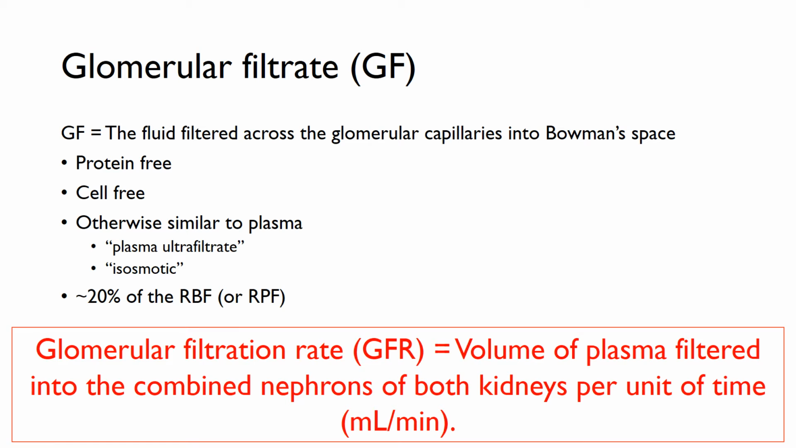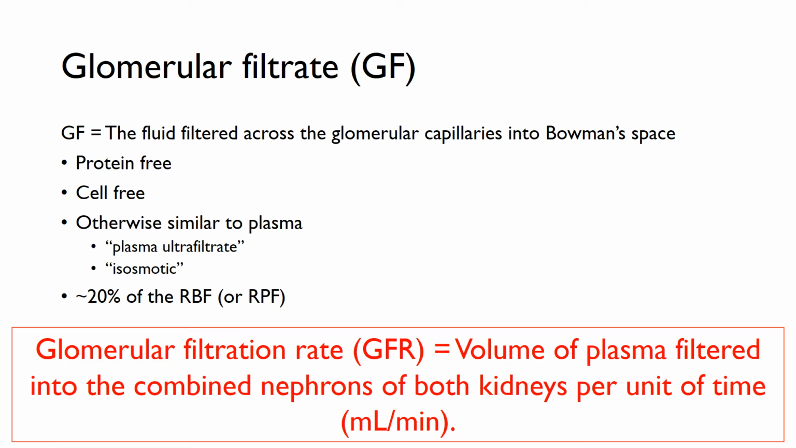So glomerular filtration rate represents the volume of plasma that's filtered into every single nephron of both kidneys at the same time in a certain given amount of time. You can calculate single nephron glomerular filtration rate, that's SN-GFR, but for our purposes in renal physiology, when you hear GFR, you can assume that this is the net GFR of all nephrons in both kidneys at the same time.